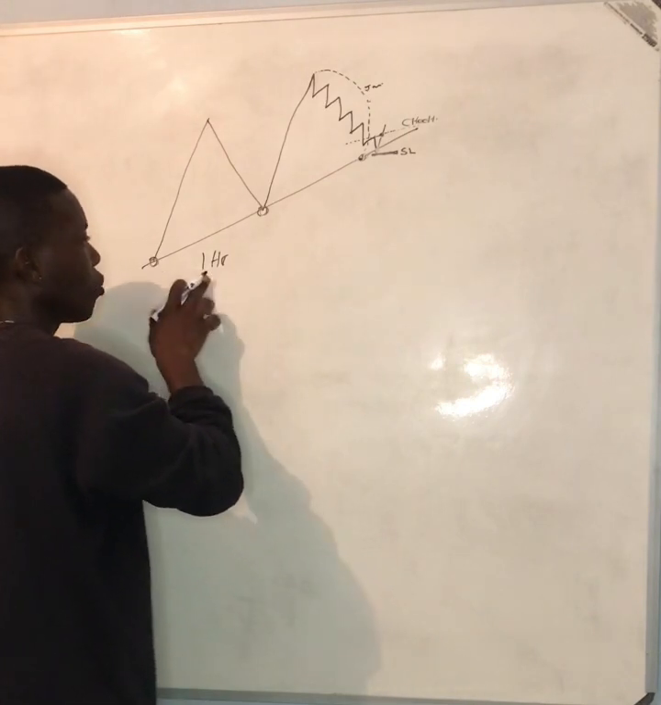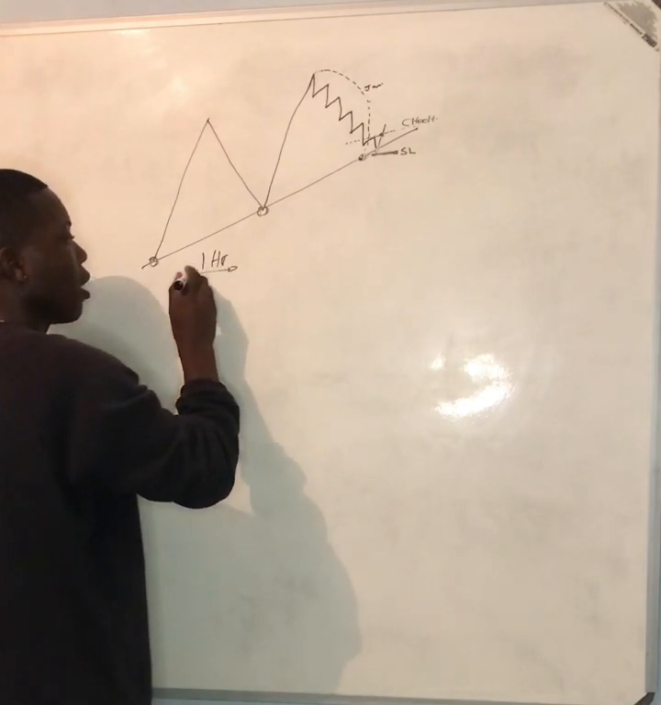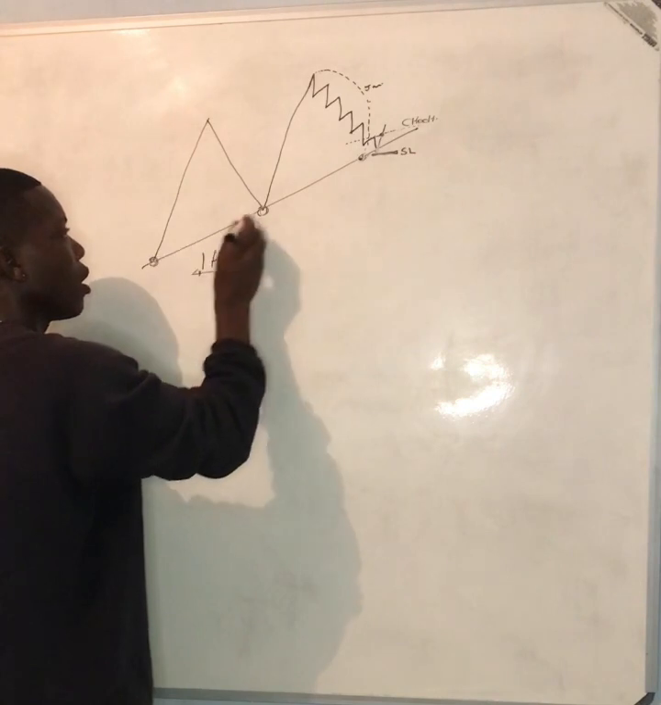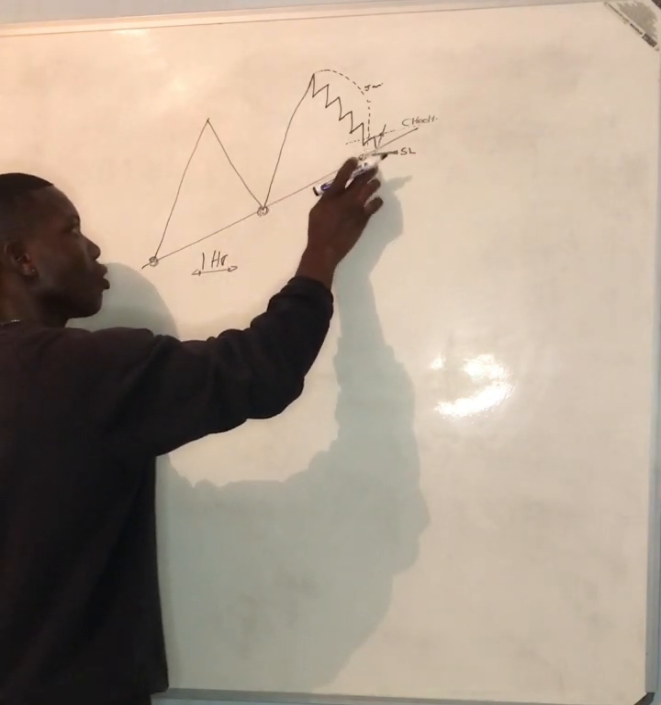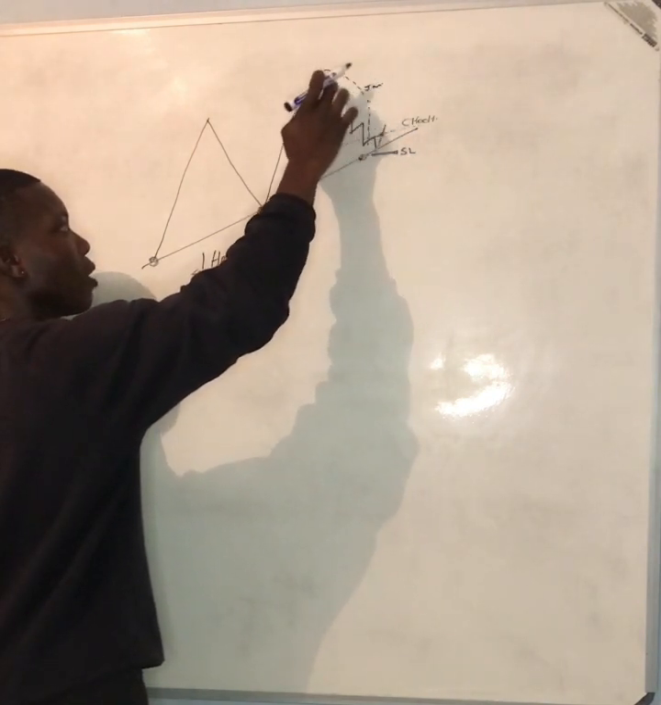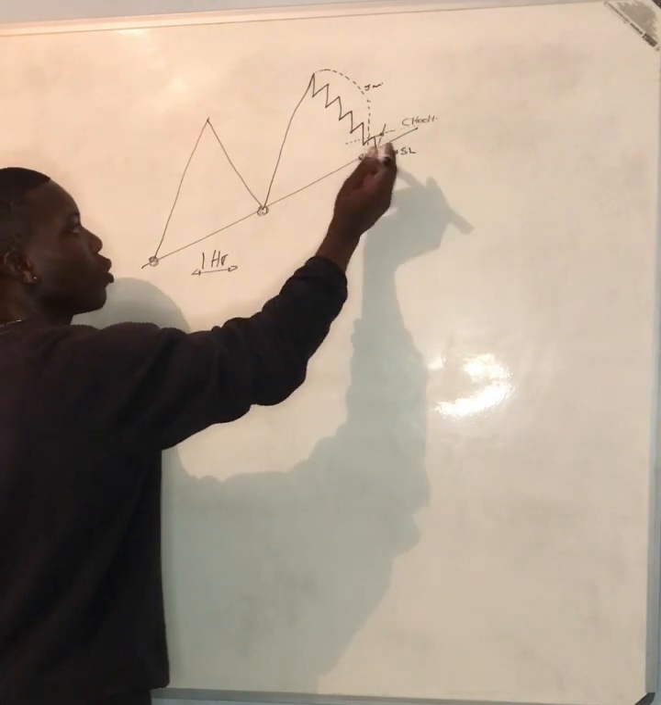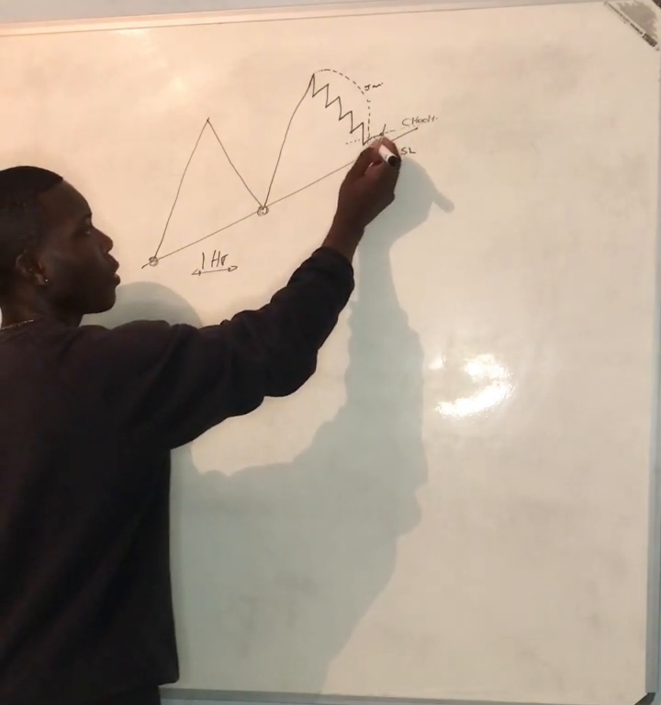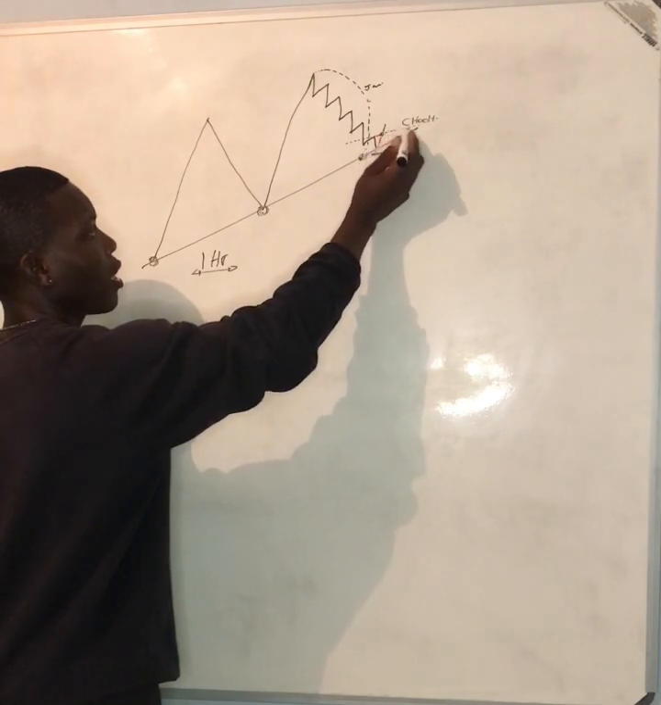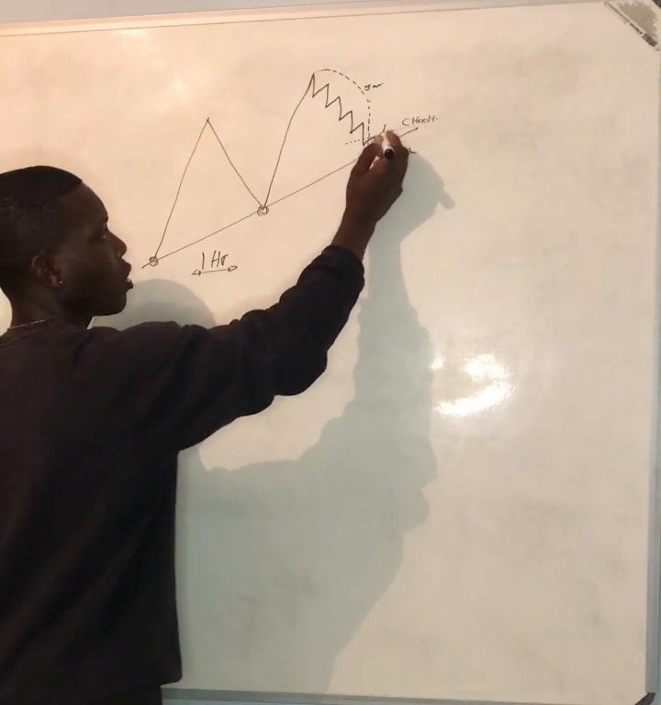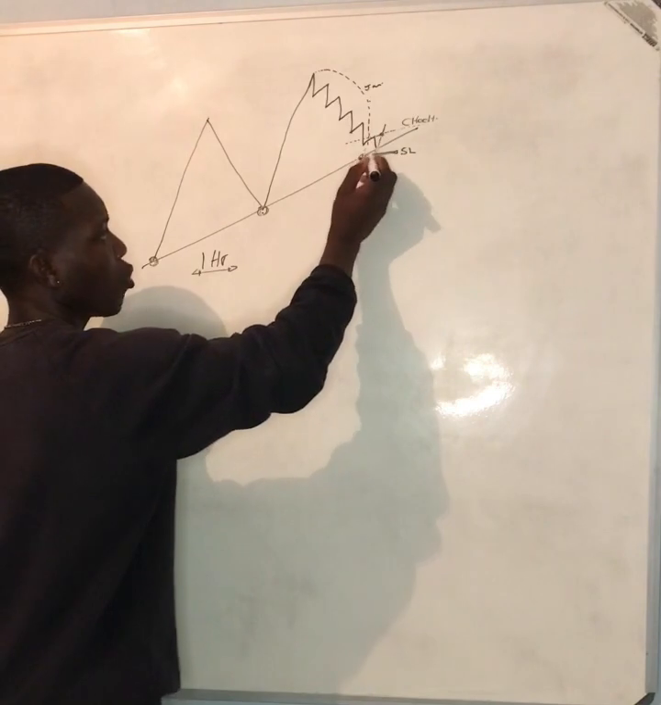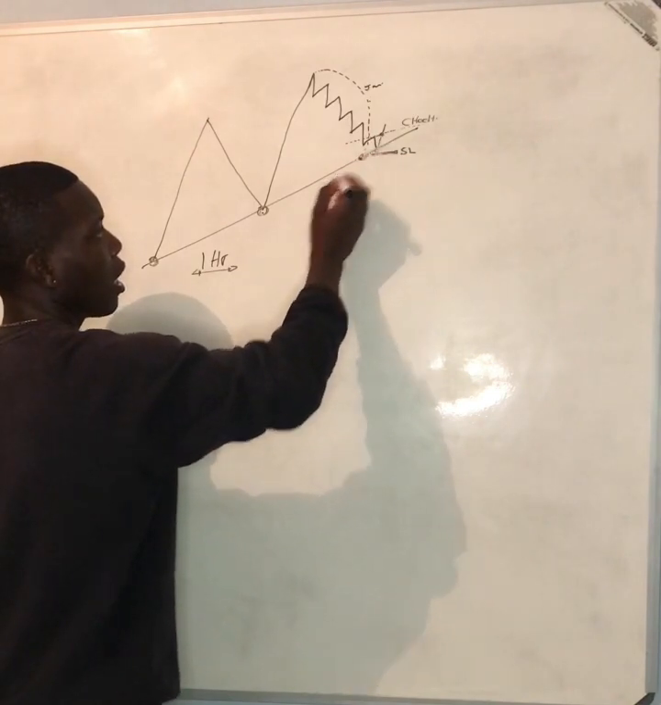You draw your trend line using the 1 hour time frame, and then you wait: 1, 2. On the third touch, just draw down to your 5-minute time frame. This is what you will see, and then you can wait for the market to break its previous high. As soon as it breaks the previous high, that means it's CHoCH. You can now take your buy position there, stop loss below this last low.